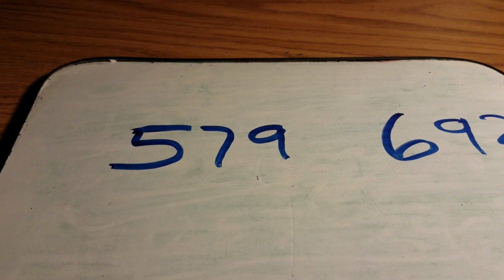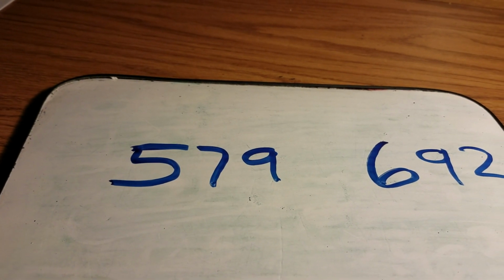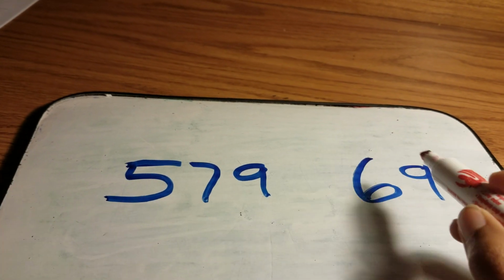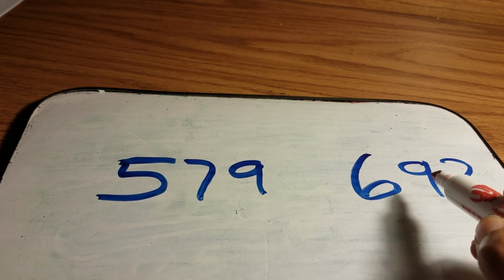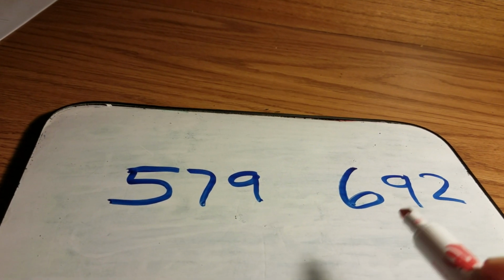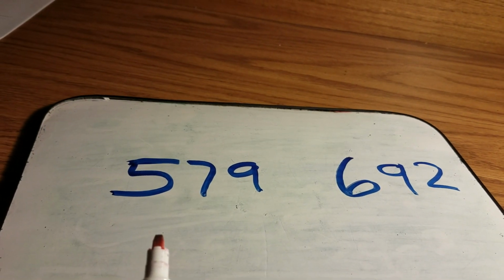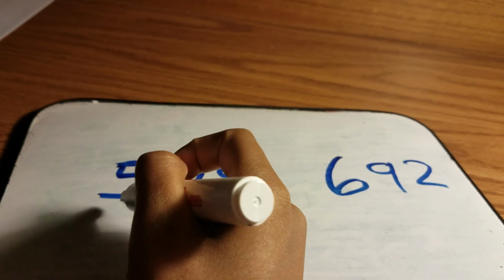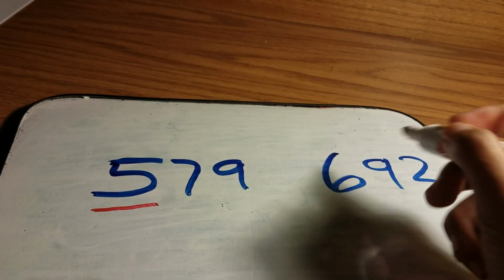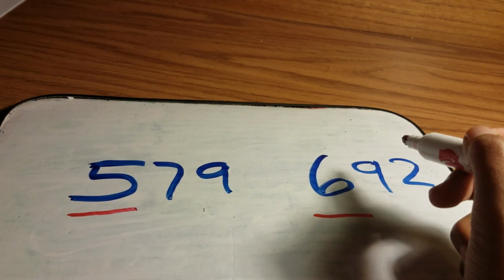In today's video, I'm going to demonstrate comparing numbers using place value. So we have 579 and 692. And we're going to be comparing all three place values, ones, tens, and hundreds. We're going to start with the hundreds place value. We have 5 in that place value for this number and 6 in this place value for this number.